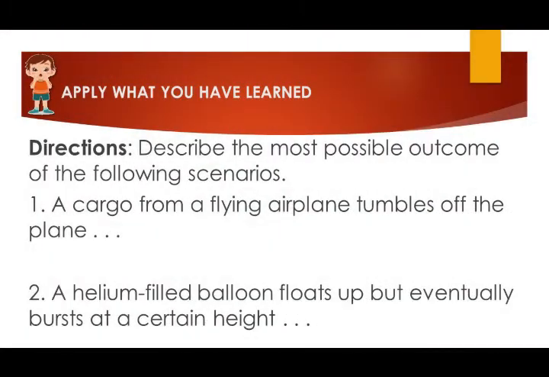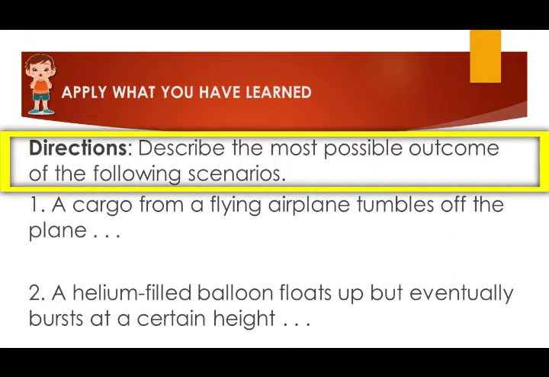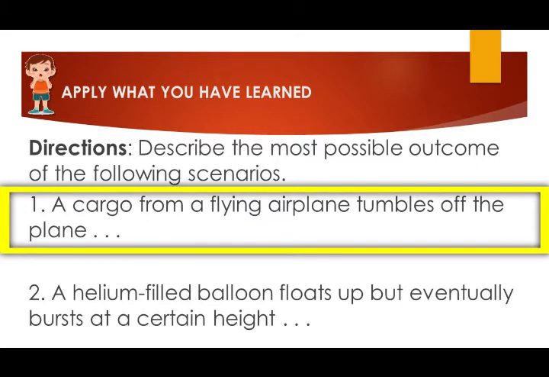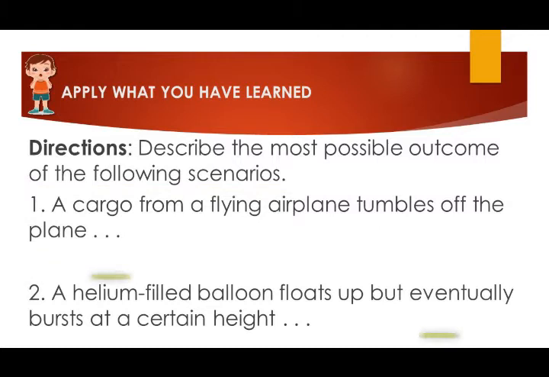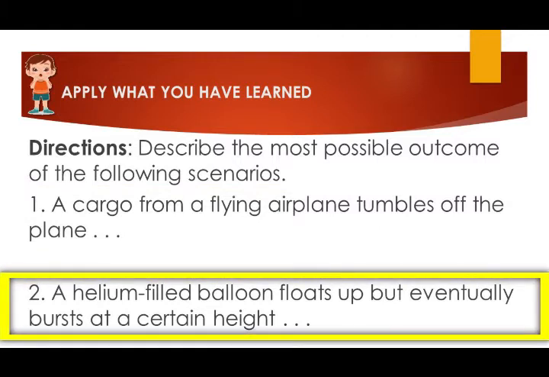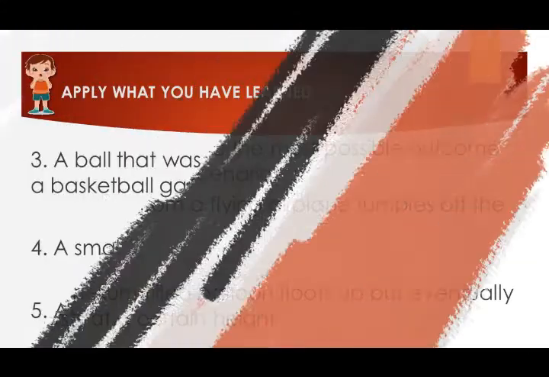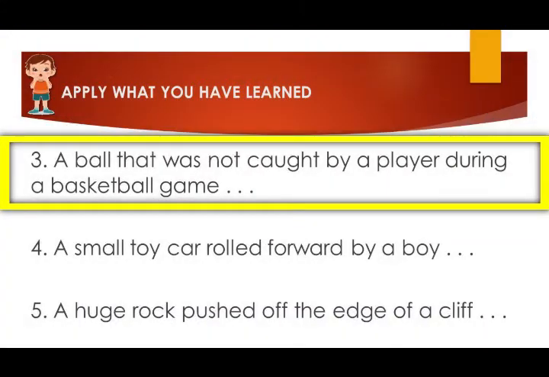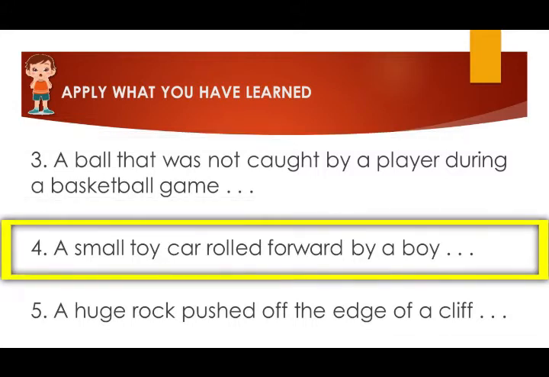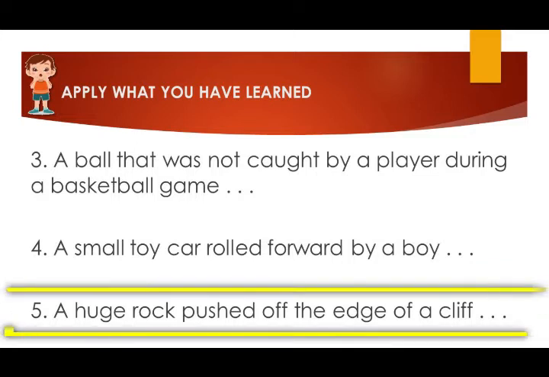To apply what you've learned so far, describe the most possible outcome of the following scenarios. Number 1. A cargo from a flying airplane tumbles off the plane. Number 2. A helium-filled balloon floats up but eventually bursts at a certain height. Number 3. A ball that was not caught by a player during a basketball game. Number 4. A small toy car rolled forward by a boy. Number 5. A huge rock pushed off the edge of a cliff.